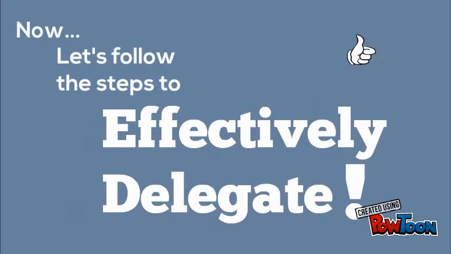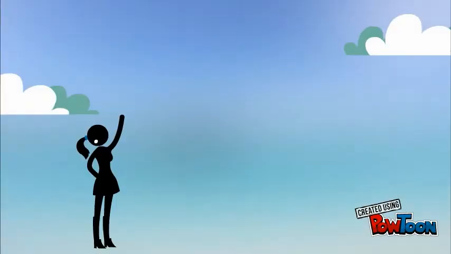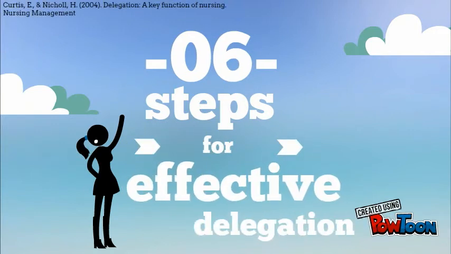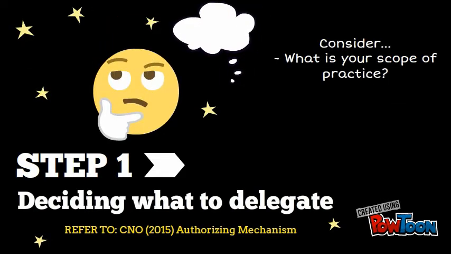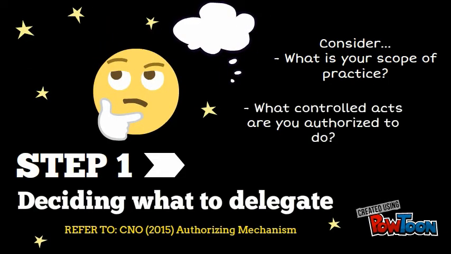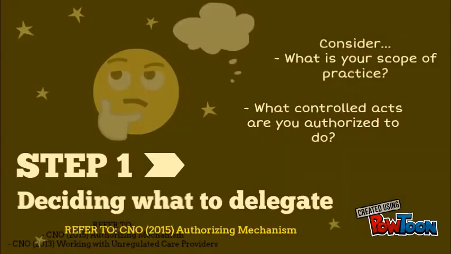Now, let's effectively delegate. Here are 6 steps for effective delegation. Step 1: Deciding what to delegate. Consider, what is your scope of practice? What controlled acts are you authorized to do? If you couldn't answer these, check your hospital policies and refer to CNO's 2015 authorizing mechanisms.